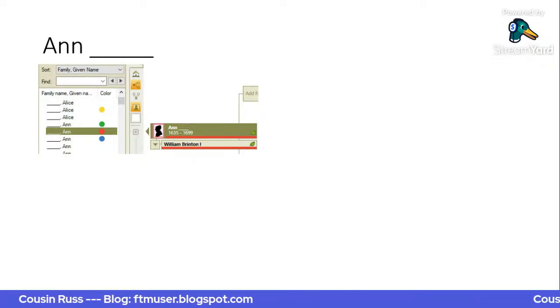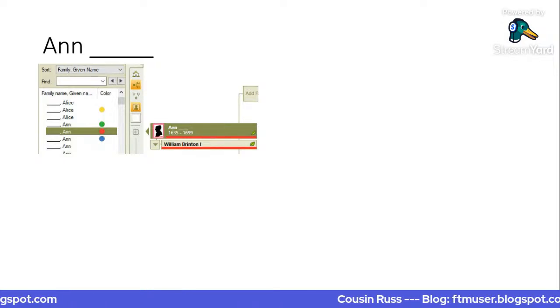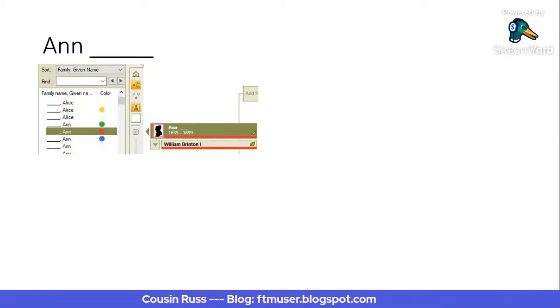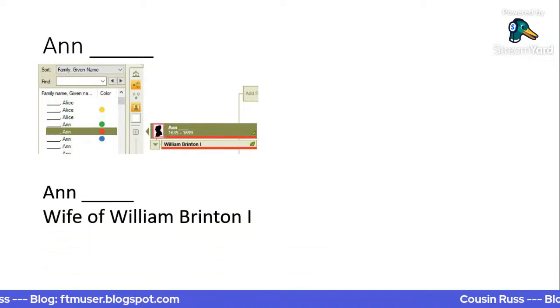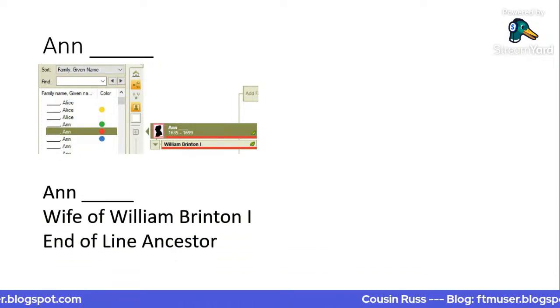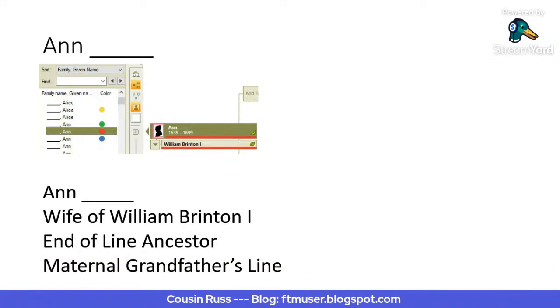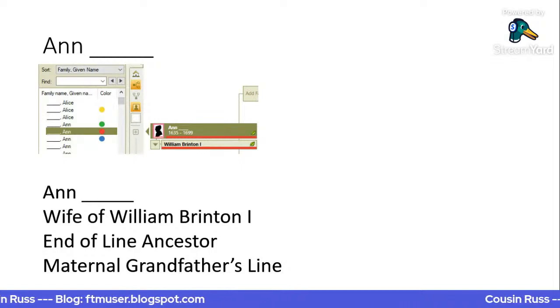So the color coding is important to me, and I really want to find out what her birth surname is, but I don't have it yet. So I have Anne, and Anne is the wife of William Britton, and she's a direct line ancestor. She is in my maternal grandfather's line.